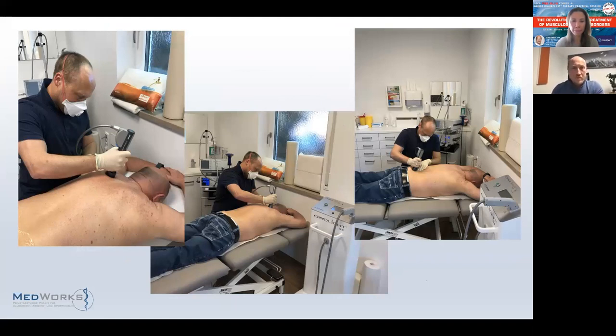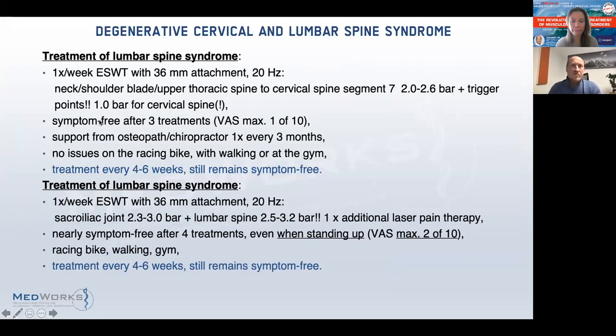And we worked on him 4 times in 4 weeks. And after these 3 or 4 treatments, he was pain-free or nearly symptom-free. The visual analog scale, you remember, was normally 7 to 9, and it was 1 of 10. So from 7 to 9 to 1 in 3 or 4 treatments. And he could do his sport again.